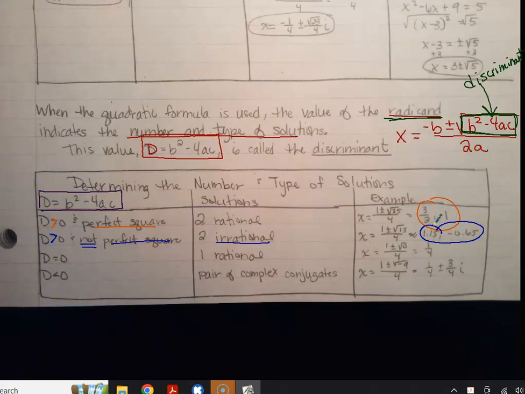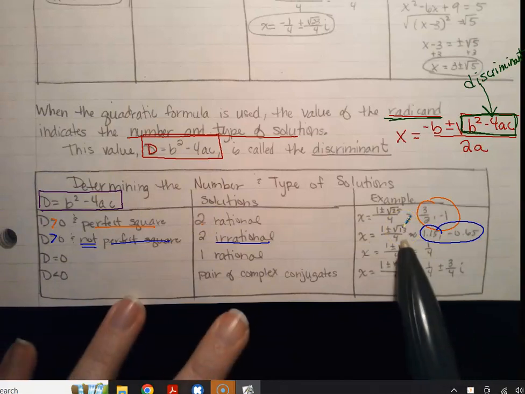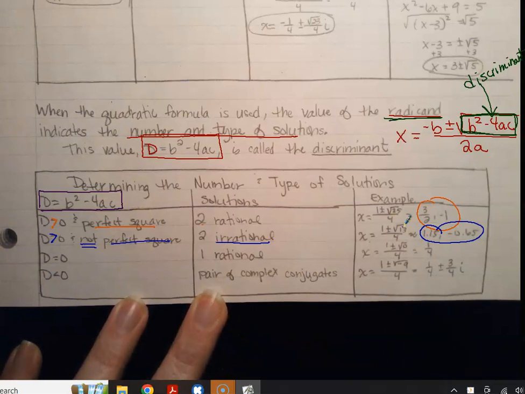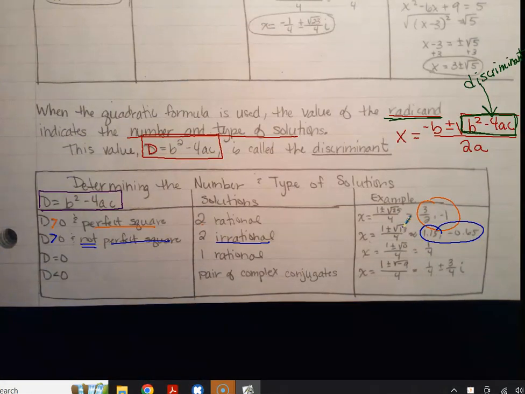They're irrational answers because we can't find the square root. This one has a square root of 13, and there is no nice square root of 13, versus the square root of 25, which we could actually solve. So we get irrational. All right, the next one. If D is equal to 0, our discriminant is equal to 0, we get one rational answer.